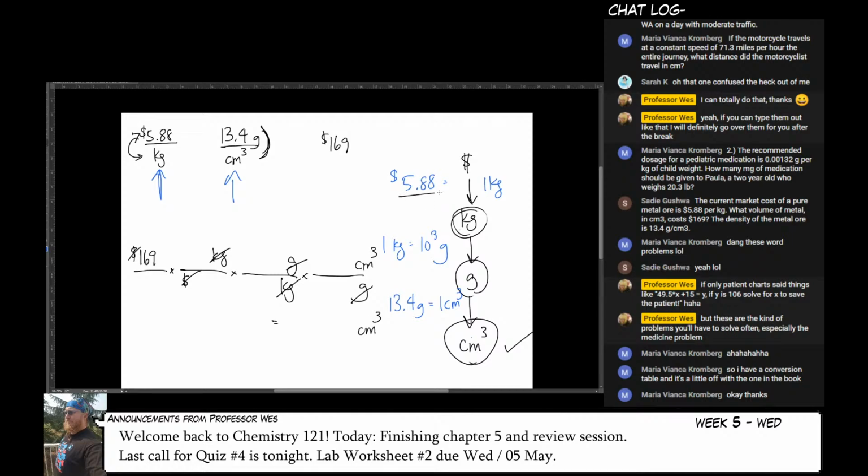So now let's run the numbers. So this much money per kilogram, 1 kilogram, $5.88. There's 1,000 grams per kilogram right there. And then this is the density, so 13.4 grams per 1 cubic centimeter. And we'll put all the numbers in. 169 times 1,000 divided by $5.88 times 13.4. And I get 2,144.8 cubic centimeters, but I only get 3 sig figs, so this would end up being 2140.